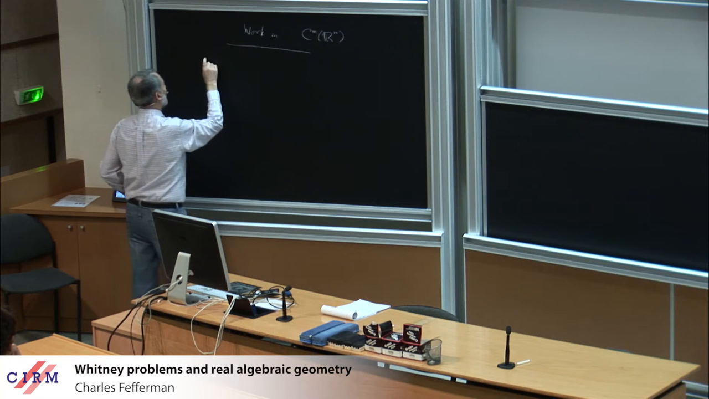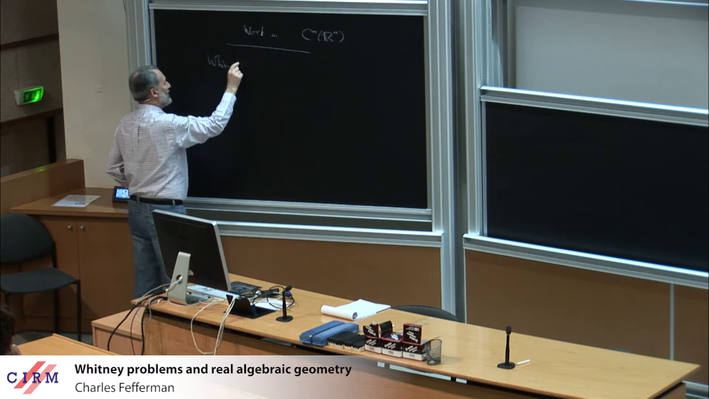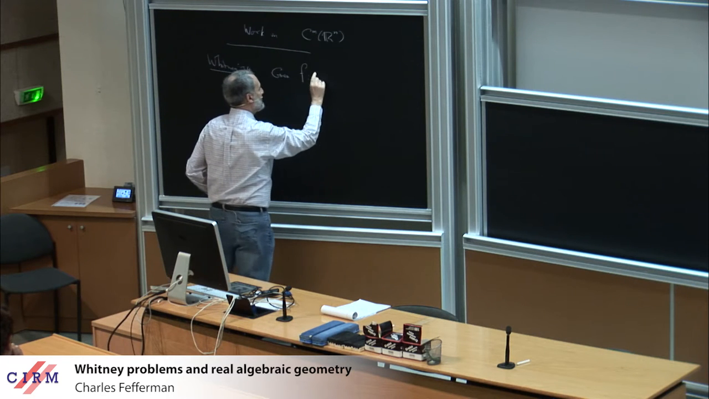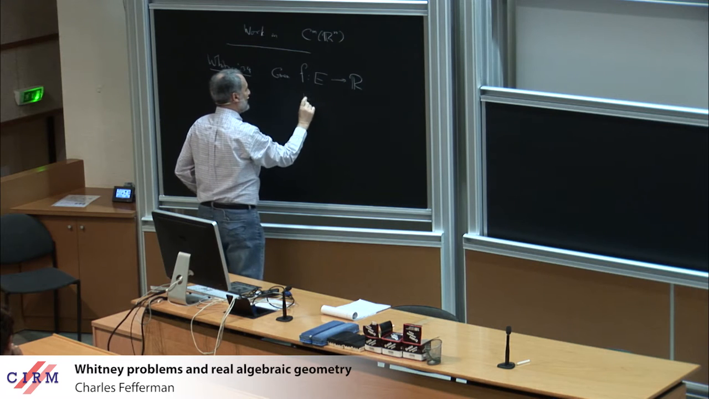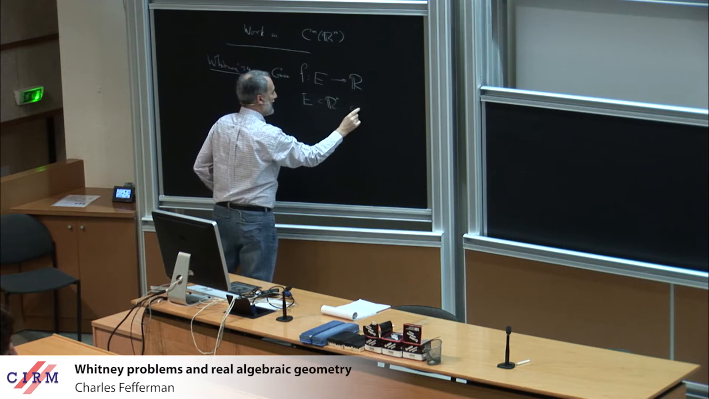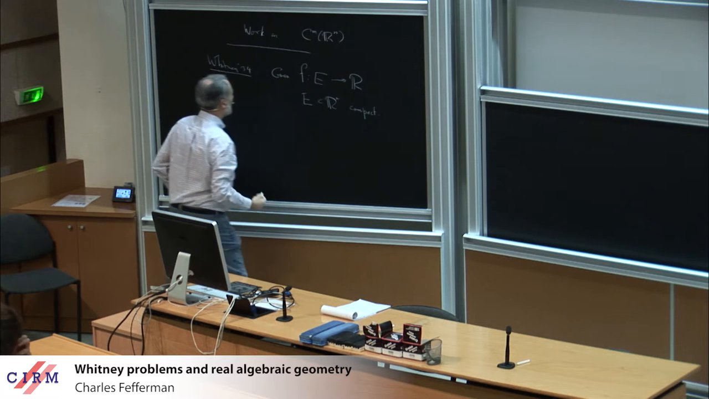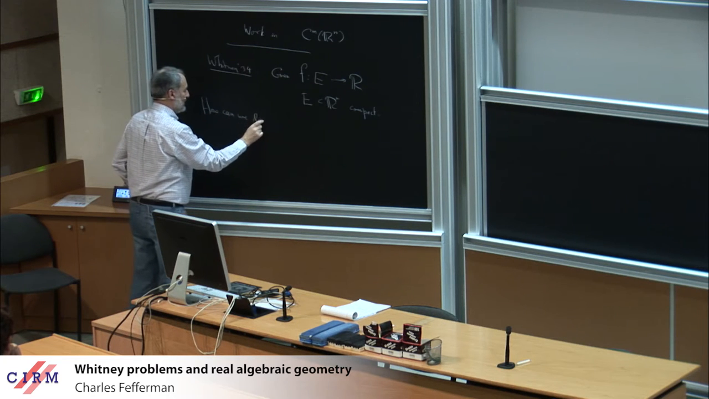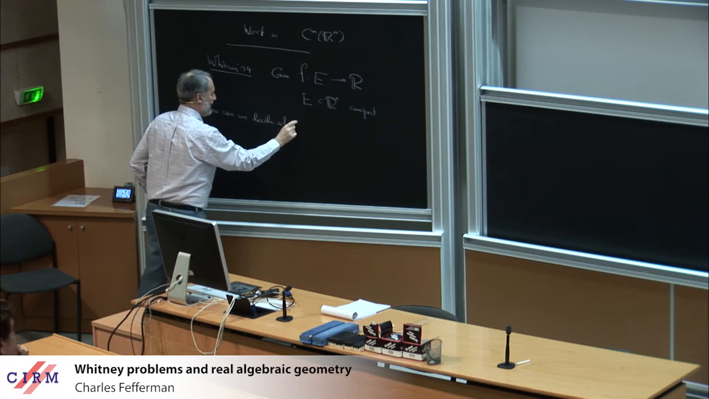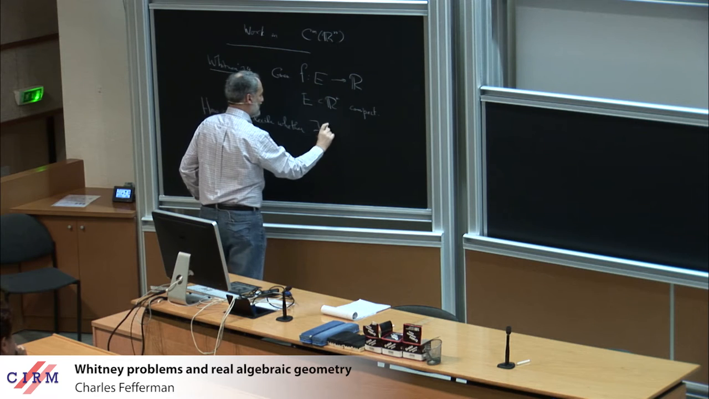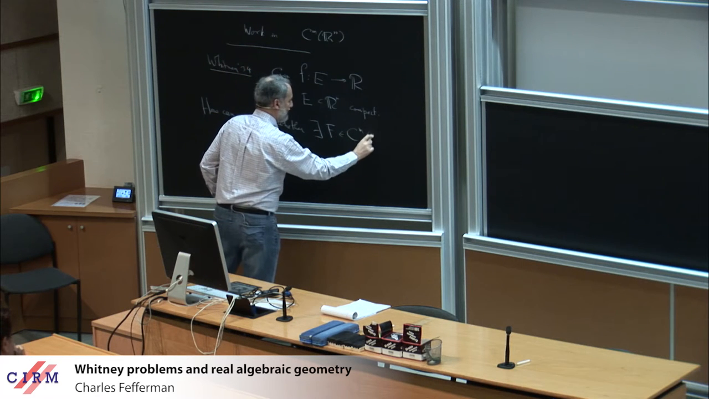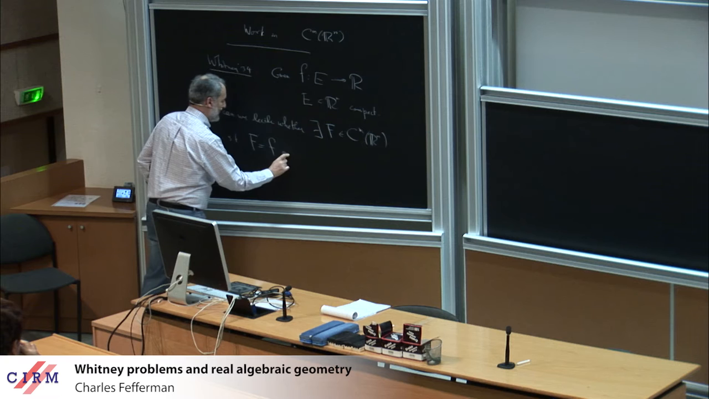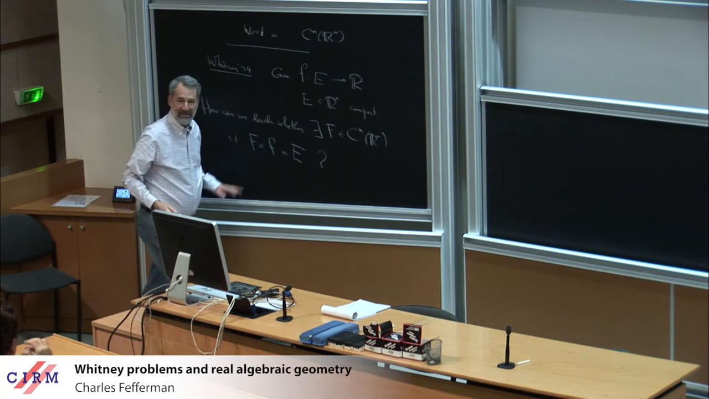So in the classic Whitney problem, Whitney 1934, we're given a real-valued function little f defined on a set E in R^n. Let's make it compact, but otherwise completely arbitrary. Question: how can we decide whether this function extends, that is, whether there exists a function F in C^m of R^n such that F equals little f on E? That's the classic Whitney problem.